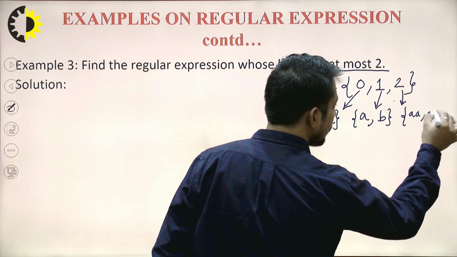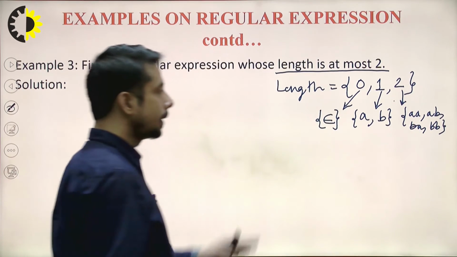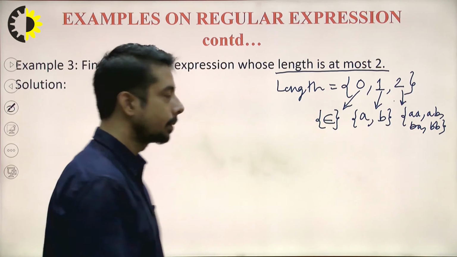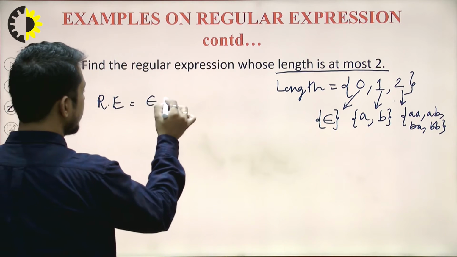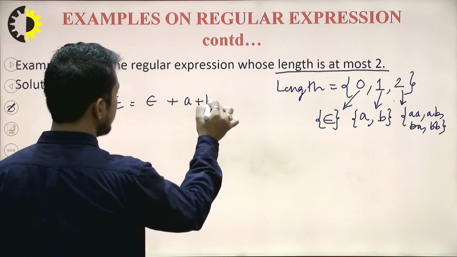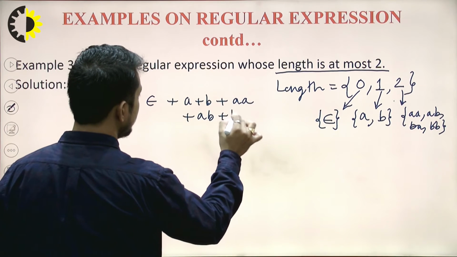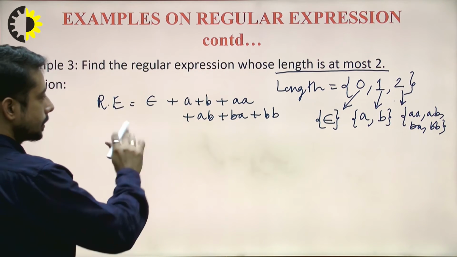A, AB, BA, BB. Now these are the lengths that I already know. I just need to do what? Union operation. So therefore, the regular expression will be what? Epsilon plus A plus B plus AA plus AB plus BA plus BB. Okay. Now this is your regular expression.